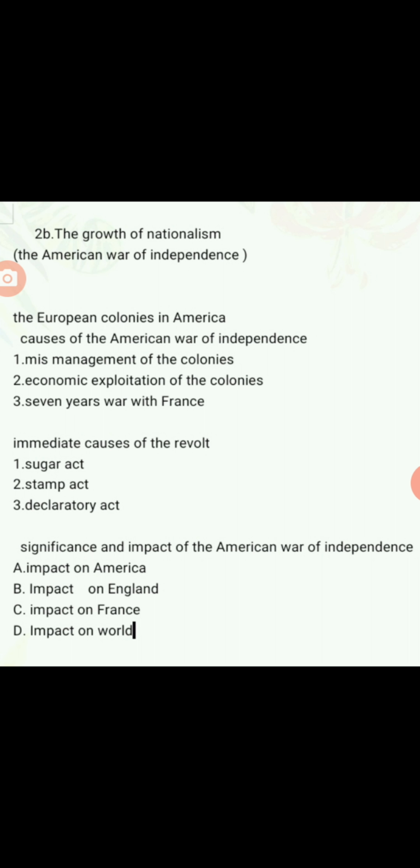Then we have to see the impact on the world. By the American Revolution, a new vigor of anti-colonial revolutionaries started in the entire world. Even in our country also, we fought against the British government, and finally in 1947 we got our independence.